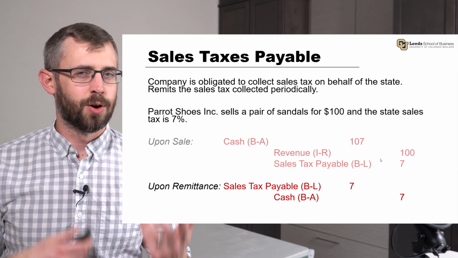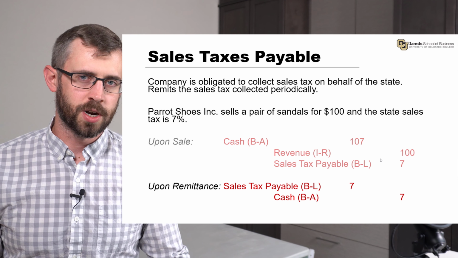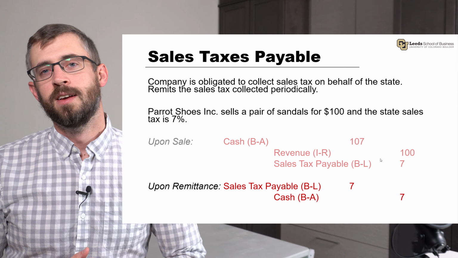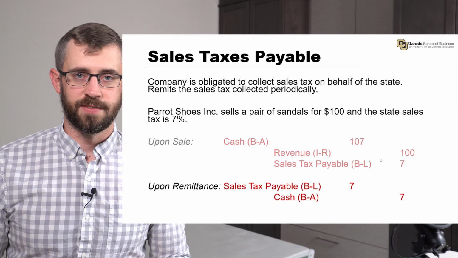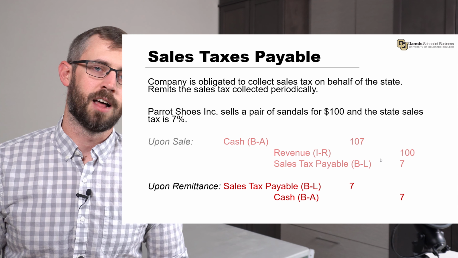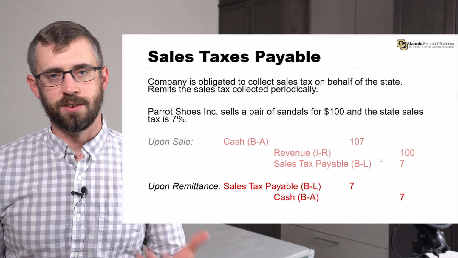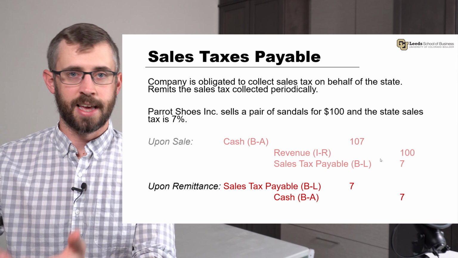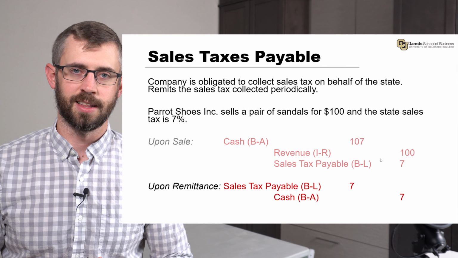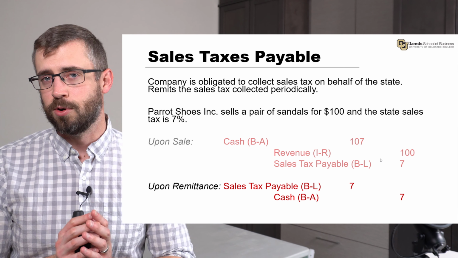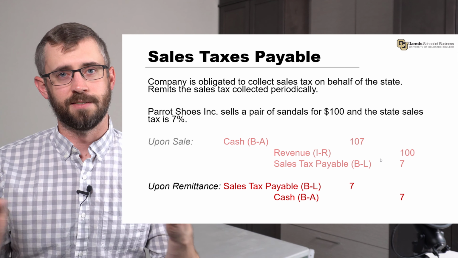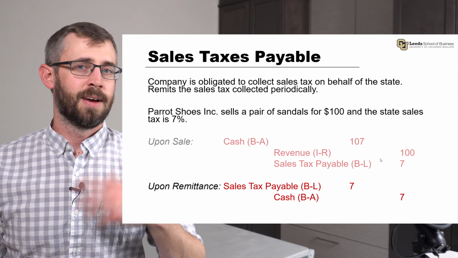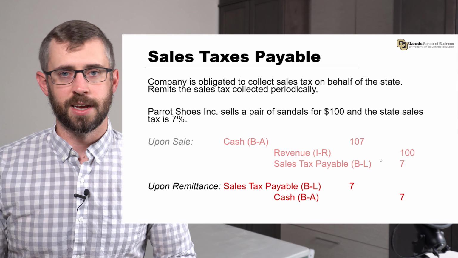And then eventually, I don't know how often it is, every week, every month, every quarter, they remit these sales taxes to the state, or they pay them to the state. And so in that case, they'll credit cash for $7. They'll write a check to the state of Colorado, and they will debit that sales tax payable liability to get rid of that thing now that they have paid the $7 they collected to the state. So sales tax payable, very straightforward. There aren't any kind of tricks here. It's just the company bringing in extra cash and recording the liability, and then the liability goes away when they pay it to the state.